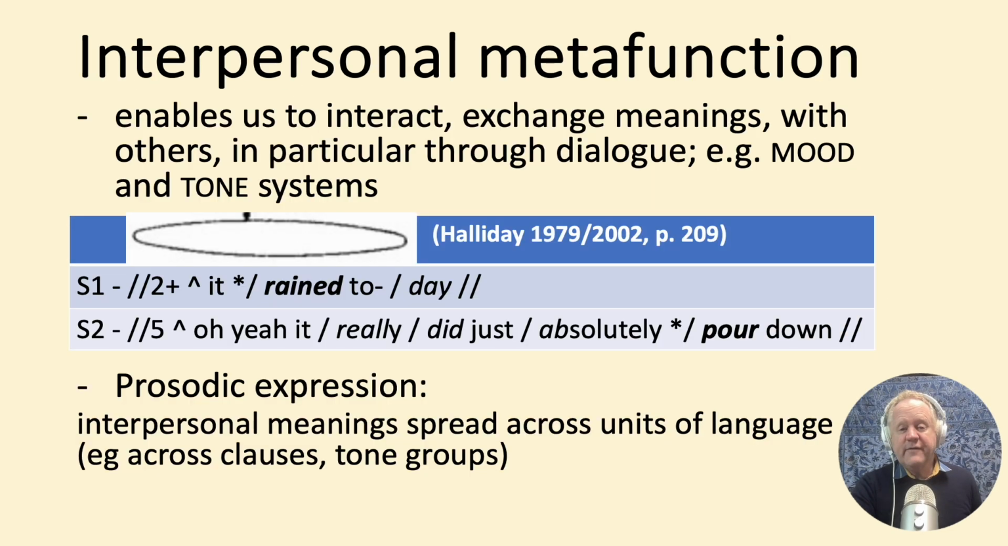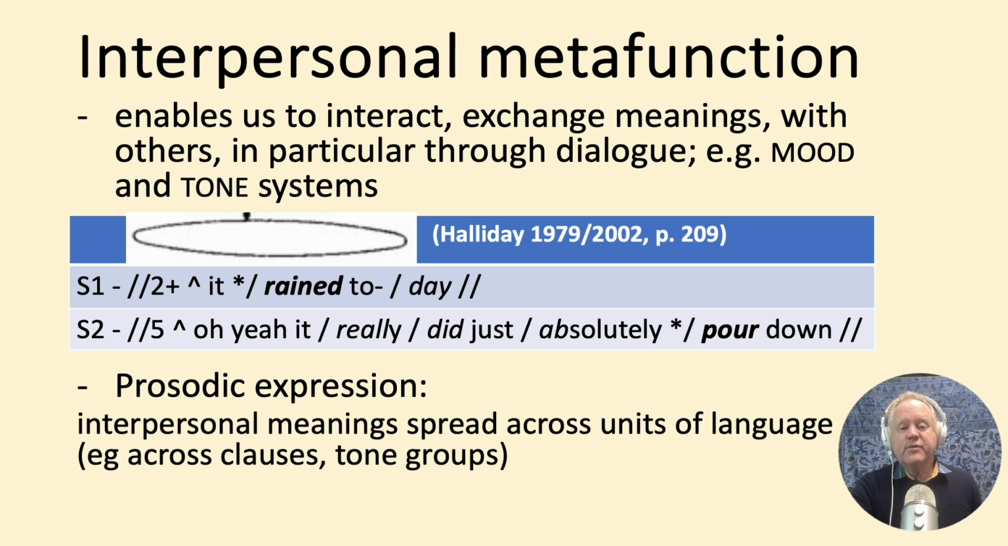The interpersonal metafunction enables us to use language to interact with others, most importantly by exchanging meanings through dialogue, and by adopting stances in relation to what we are representing, for example expressing how certain we are about something we are stating. The mood and tone systems I discussed last episode are central systems in the interpersonal metafunction. So in this example here, it rained today. Oh yeah, it really did just absolutely pour down.